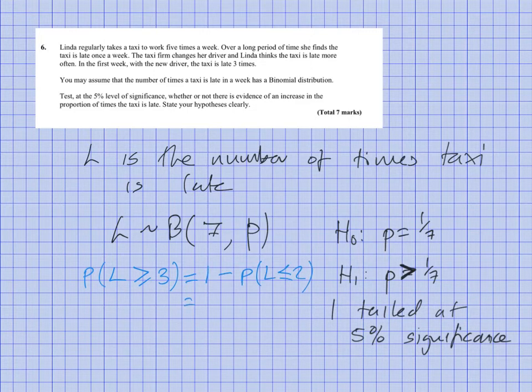2. Now I can use the calculator for this one. Can't use the tables because that's not a value that's in the table. So x is 3, n is 7, and our probability is 1/7, which I'm just going to type in as 1 divided by 7. Okay, that gives me 1 minus 0.9898, etc., which is 0.0102.